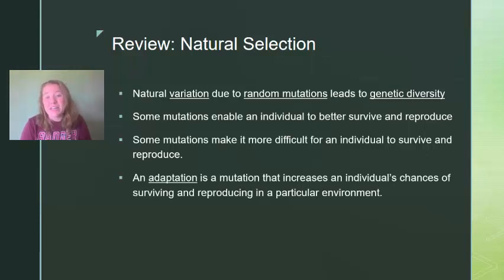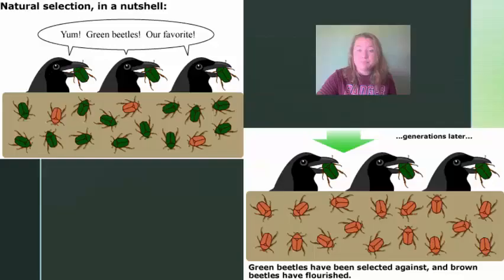So an adaptation is just the special science word for a mutation that increases an individual's chance of surviving and reproducing. And this is really just focusing on a particular environment or a particular location, because some locations might favor different mutations or different adaptations.